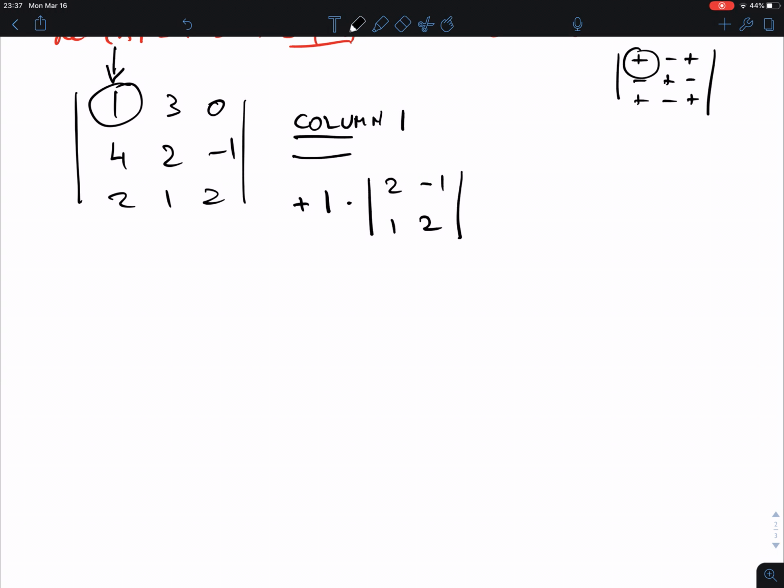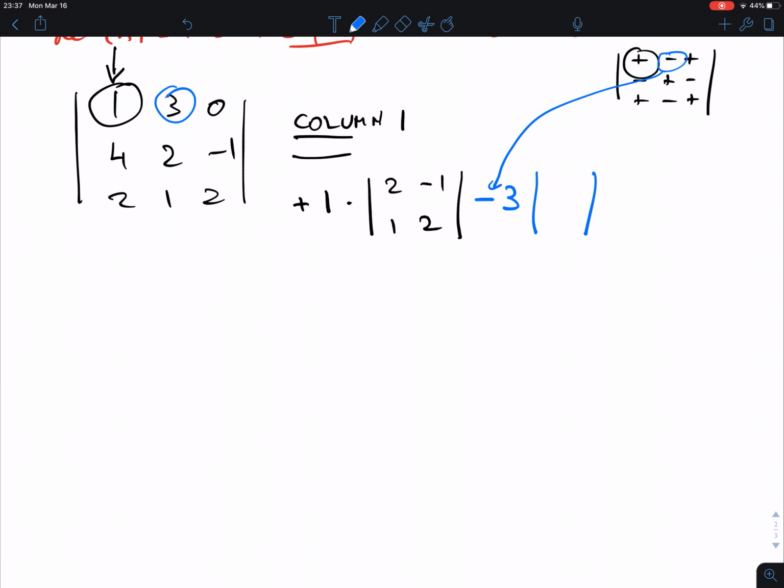That takes care of this element. I do the other element in blue. This element now is the next one, but remember this comes with a negative sign, so negative 3. So this negative here comes from there. And what is the 2 by 2 matrix that we get? Well, scratch out, and you see 4 minus 1, 2, 2.